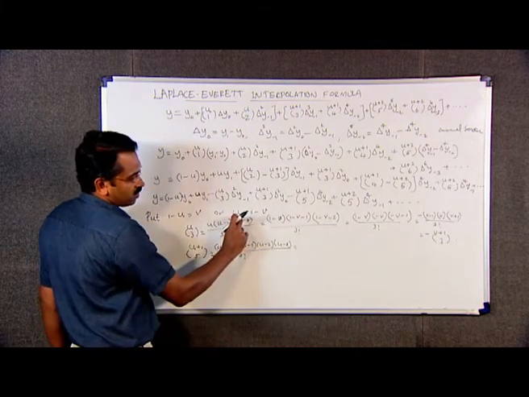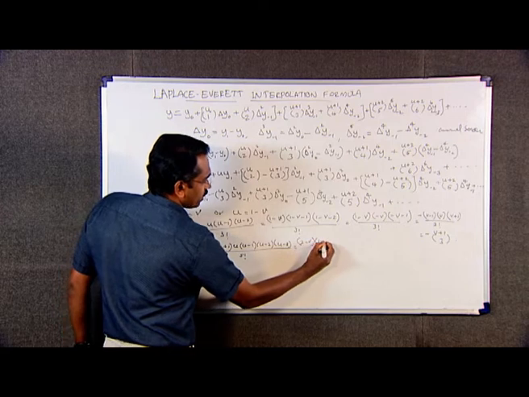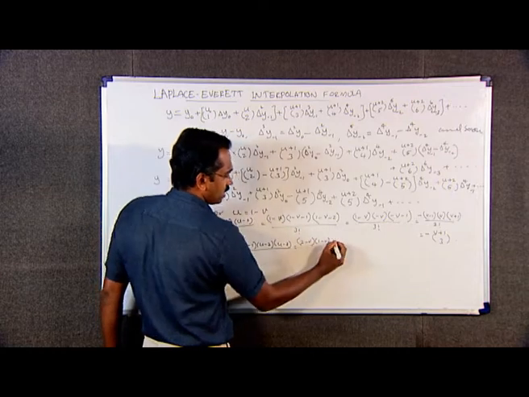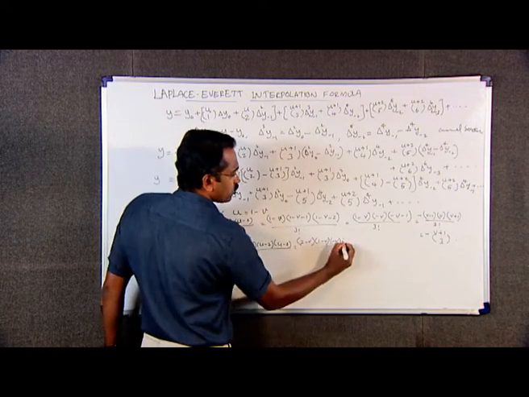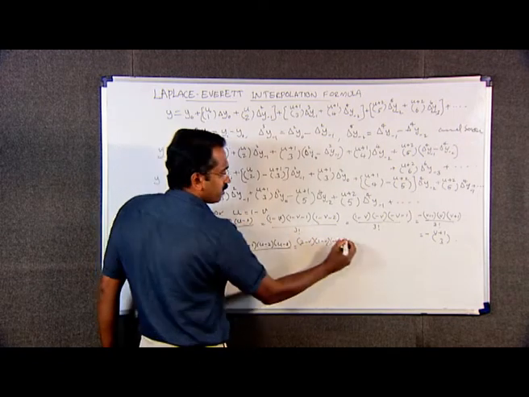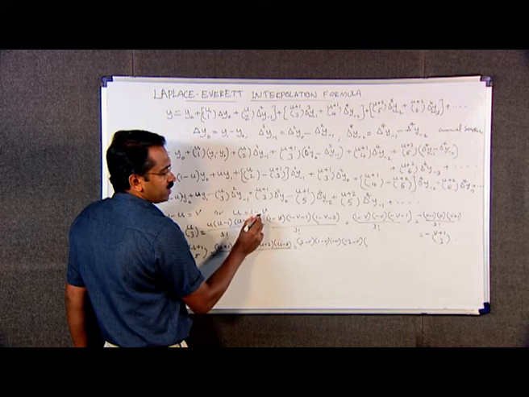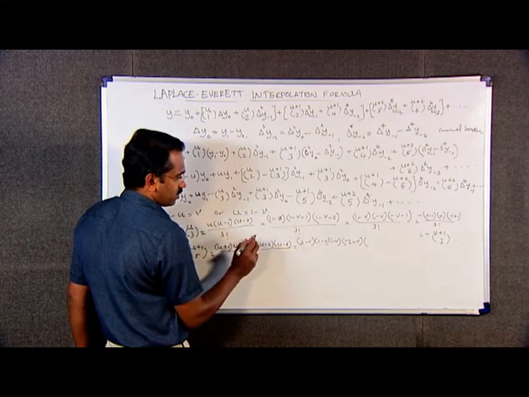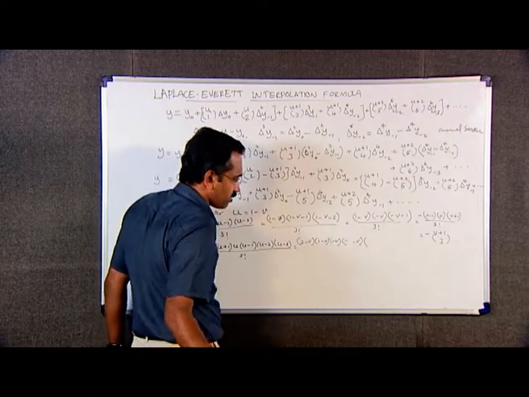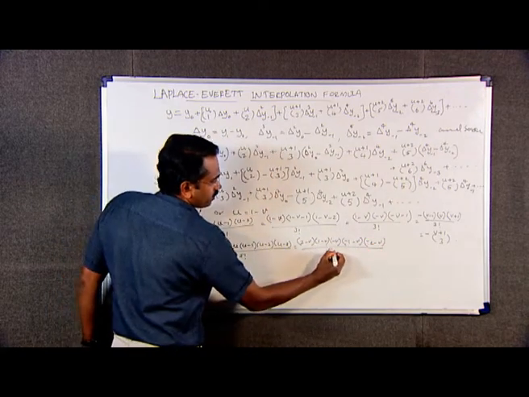u plus 1 means 2 minus v, into u is 1 minus v, into u minus 1 means 1 minus v minus 1, that is minus v, u minus 2 means 1 minus v minus 2, that is minus 1 minus v, into u minus 3 means 1 minus v minus 3, that is minus 2 minus v, divided by 5 factorial.